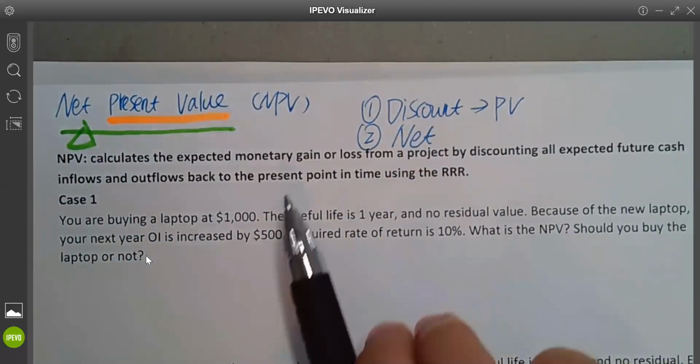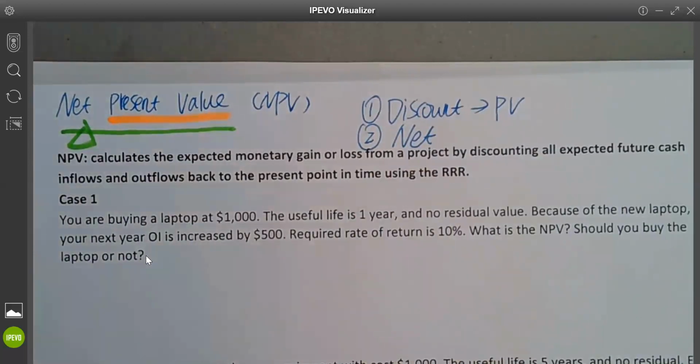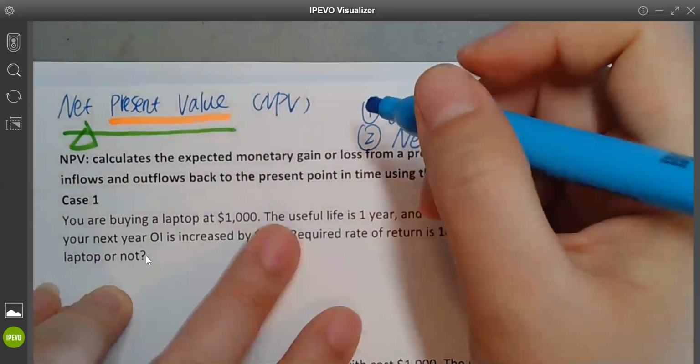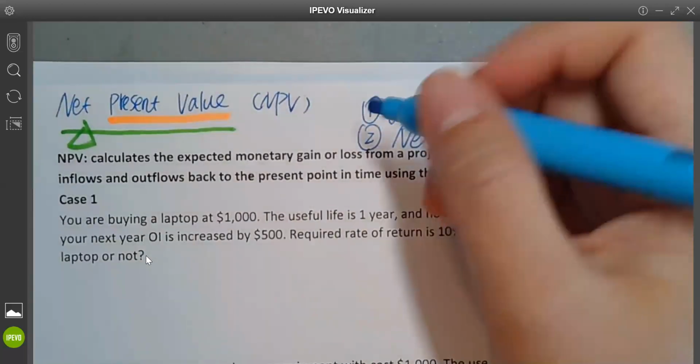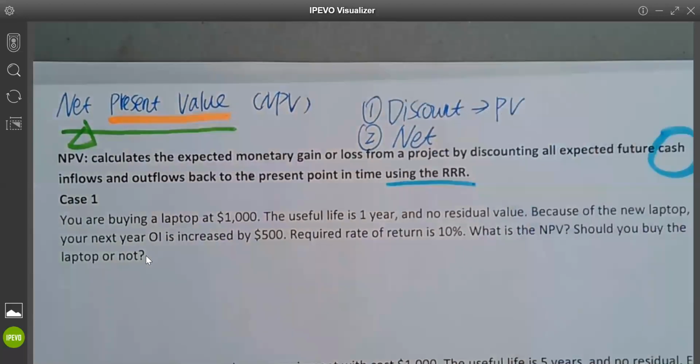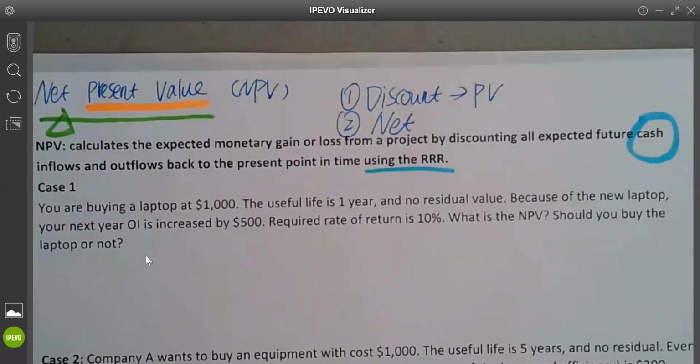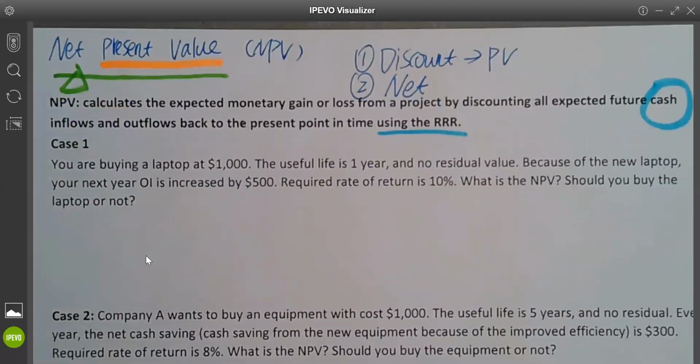One more time, it's focusing you on cash. We look at cash inflow, we look at our cash flow, and then we use the required rate of return to discount all the future cash flow to the present. I practice one with you, and then you do case two by yourself. I do case one.